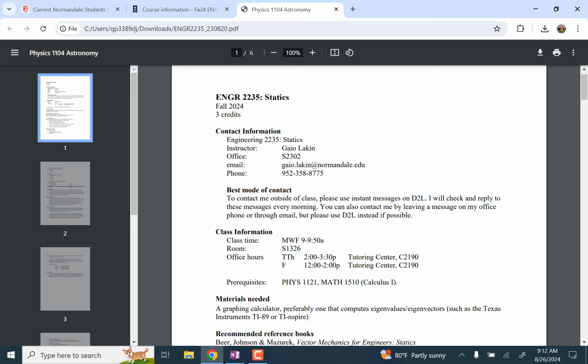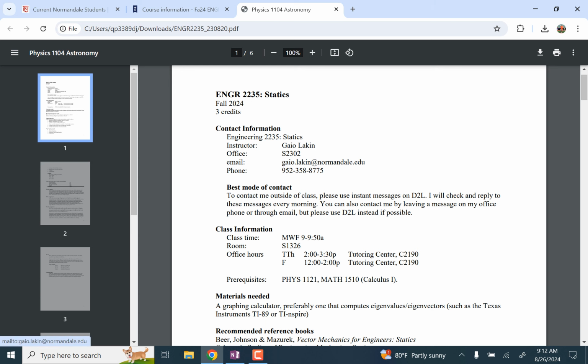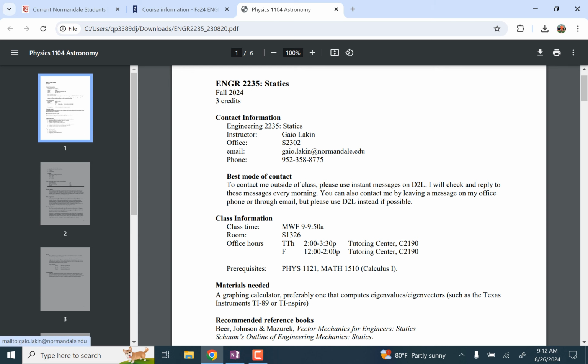It's a 3-credit class, so we meet for 1-hour chunks 3 times a week. This is all the class information. This is my office number. Actually, that's going to change as the semester goes on because of construction or whatever. But really, I don't use my office much anyways. All of my office hours are going to meet in the Normandale Tutoring Center. That makes it possible for me to talk to more than one student at once.